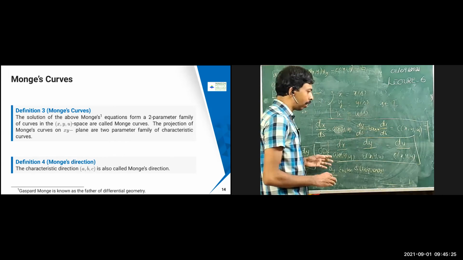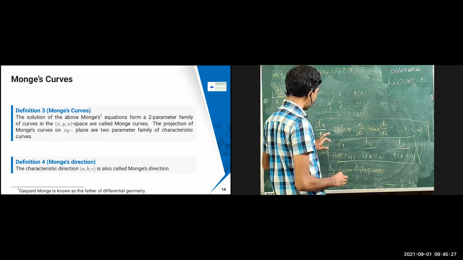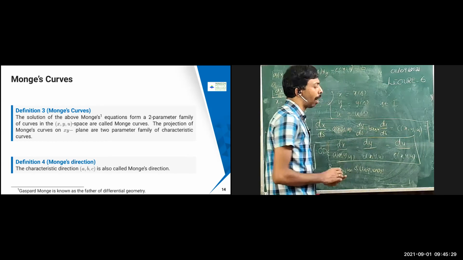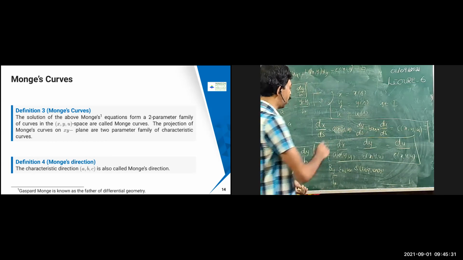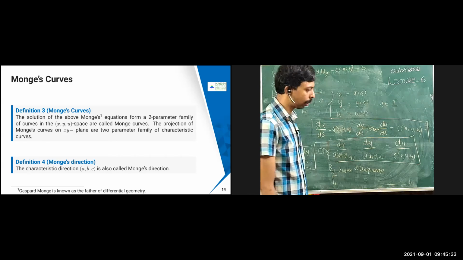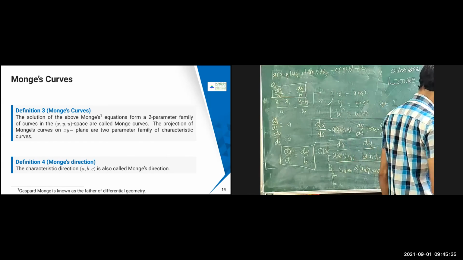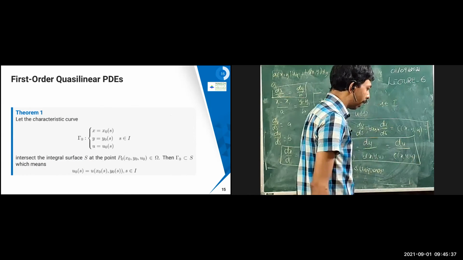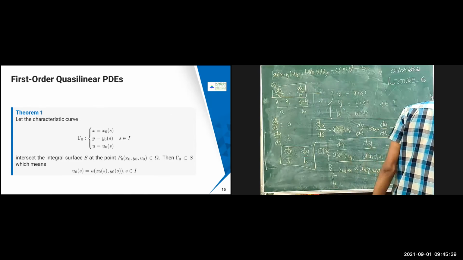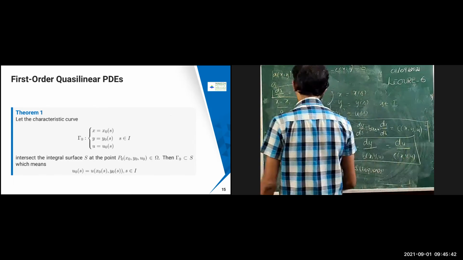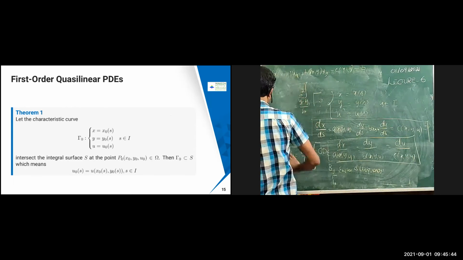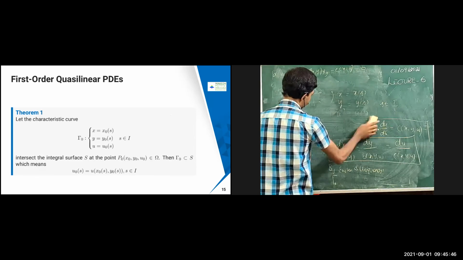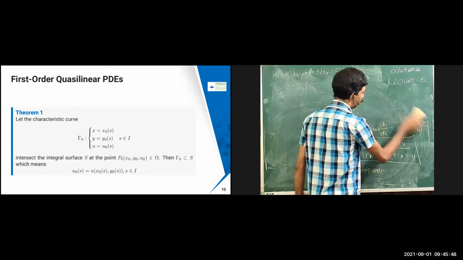And this direction A, B, C is called the Monge's direction. The characteristic direction A, B, C is called the Monge's direction. These are some basic definitions for Monge's. If you want to go for higher studies on PDE, these are the basic topics. Some interview questions will ask: what is a Monge curve? What is the characteristic equation? All these things they will be asking.